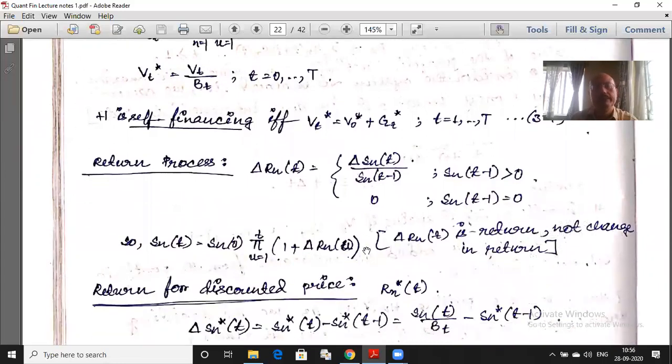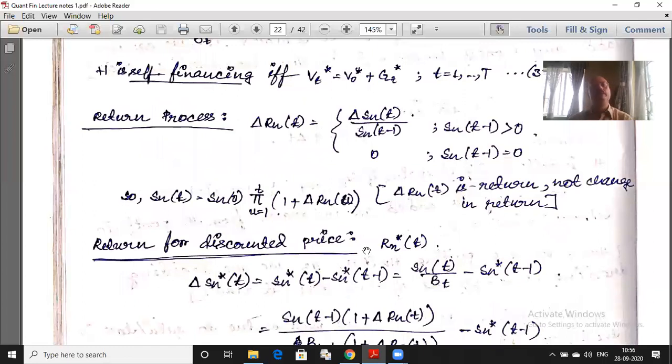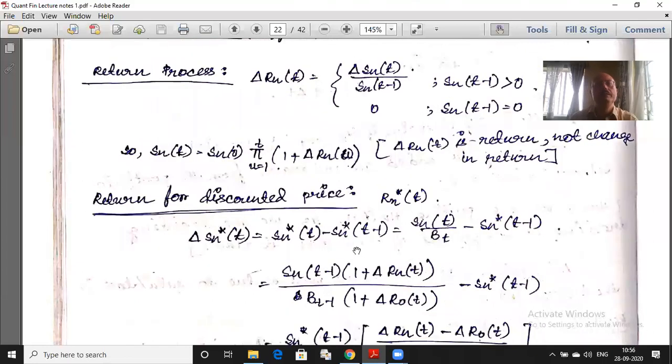The return processes are also going to be extended to multi-period. So I define a return process delta RNT. This is the new notation from earlier chapter. I had a single period delta R. Now I have to put T here. So that is delta SNT by SNT minus 1, if SNT minus 1 is strictly positive, otherwise it is taken to be 0. This is the usual division by 0 problem.